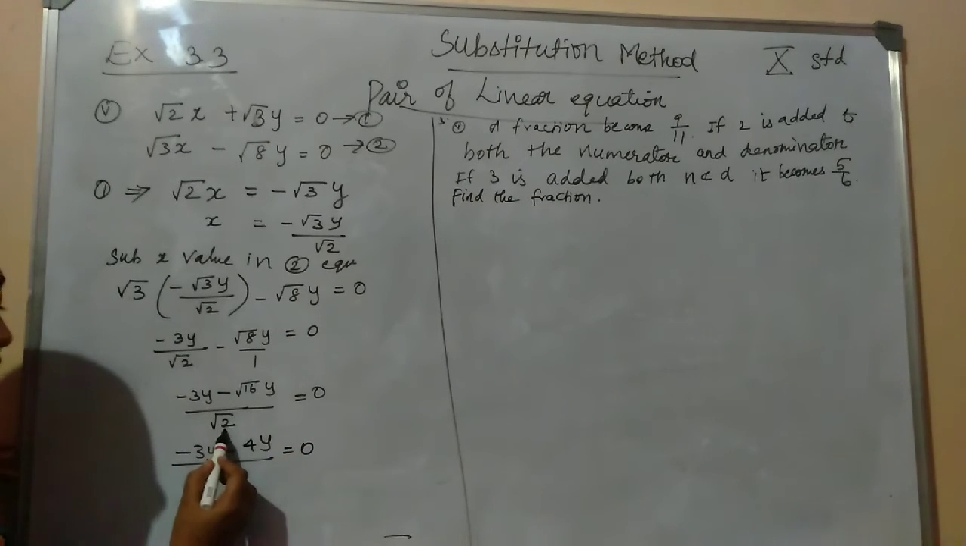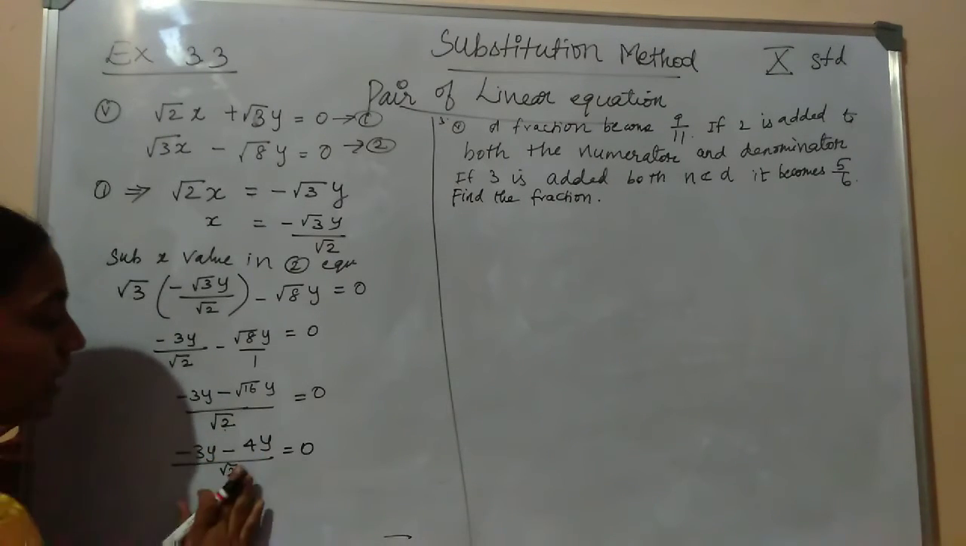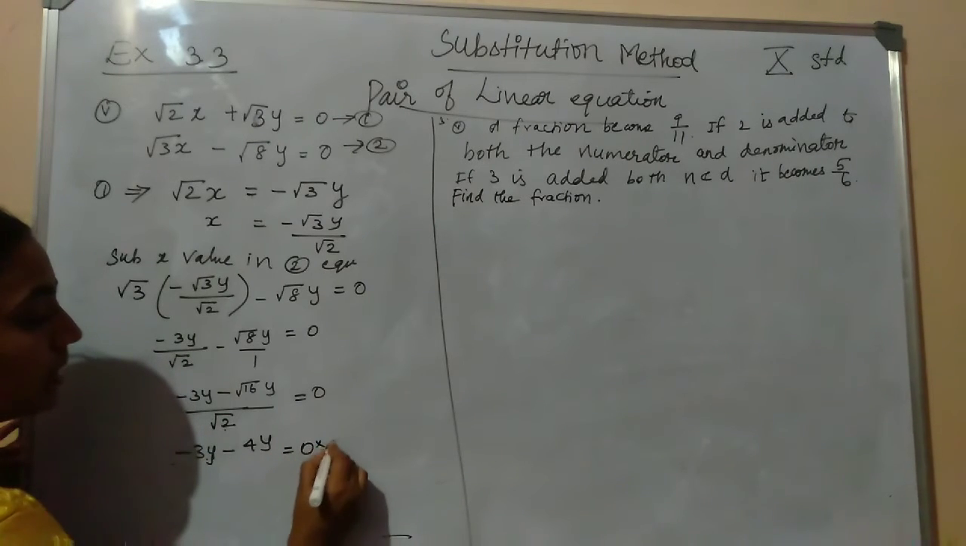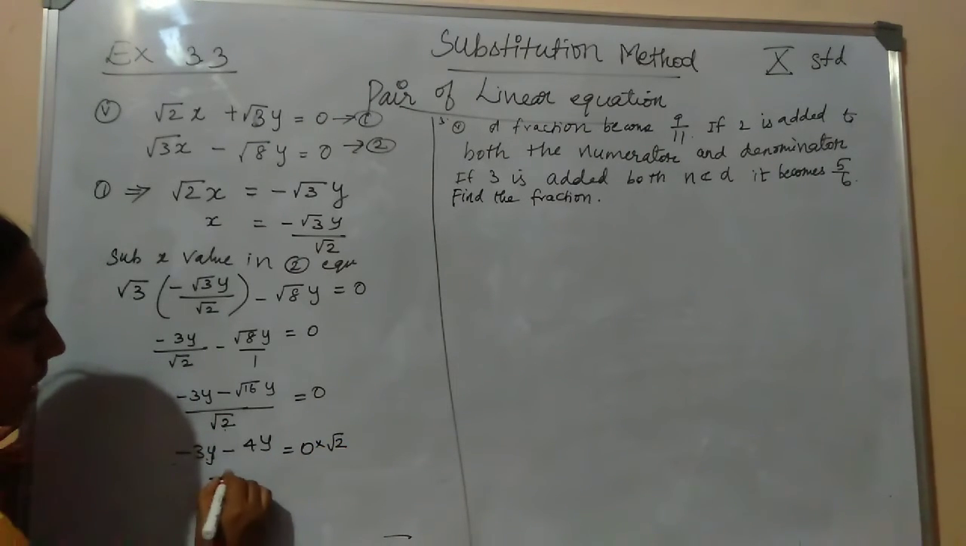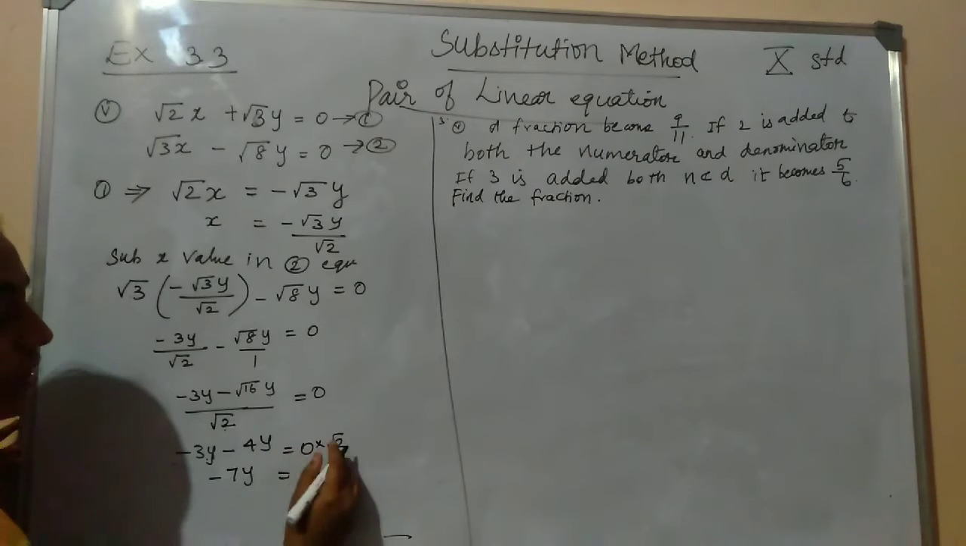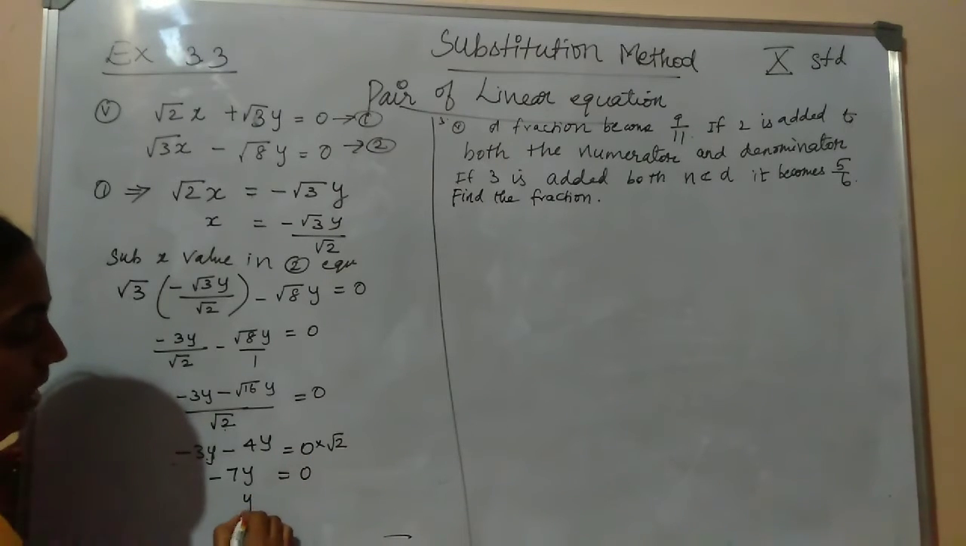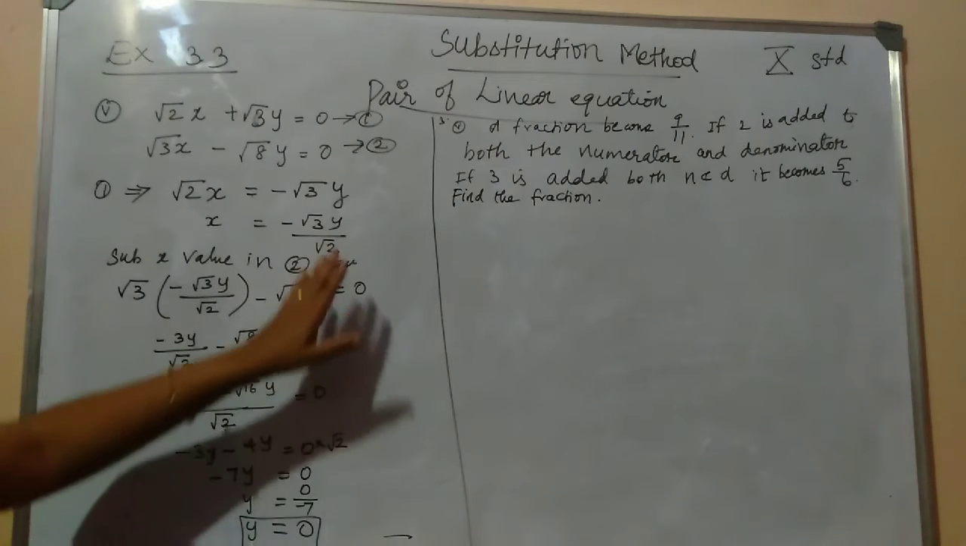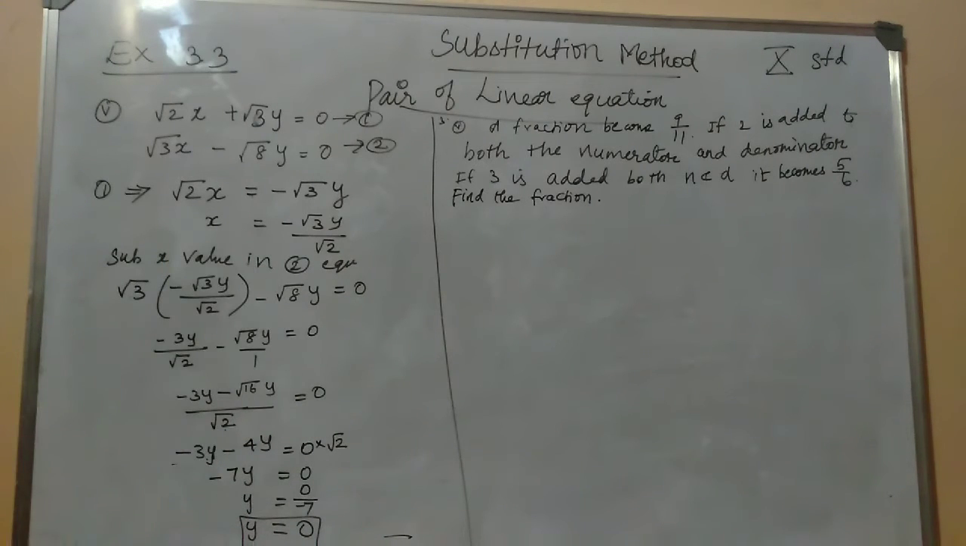Here this root 2 is division, so on this side it becomes multiplication, so it is not necessary to write it. Now minus 7y equal to 0 into anything, which is 0. So y is equal to 0 divided by minus 7. 0 divided by anything is also 0 only. So the y value is 0. This y value you go and substitute in the x.